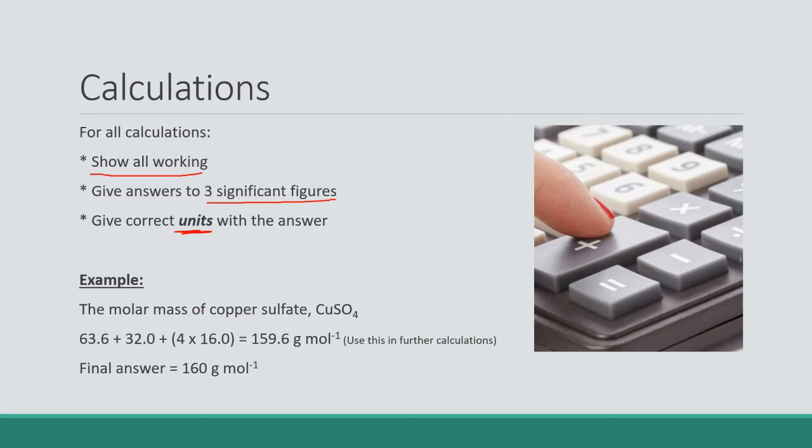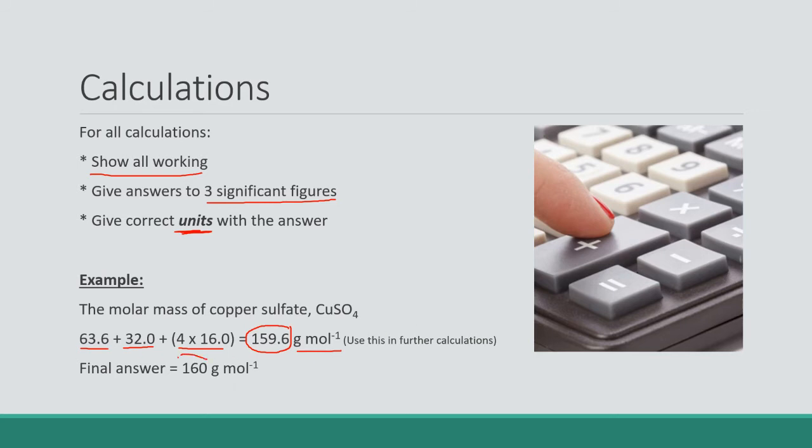So the molar mass of copper sulfate. In copper sulfate, there is 1 atom of copper, 1 atom of sulfur, and 4 atoms of oxygen. We use a periodic table to find the atomic mass. That's the atomic mass of copper plus the atomic mass of sulfur, and 4 times the atomic mass of oxygen, which gives us a molar mass for copper sulfate of 159.6 grams per mole. Of course, we're not going to round until we get to the final answer.